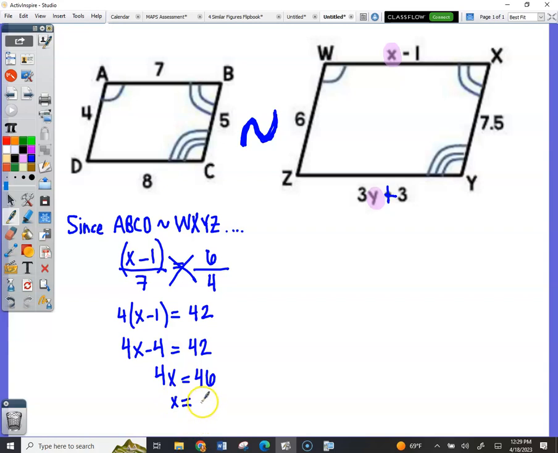14? No, it's a decimal. Maybe a decimal. It's going to be like 11. Oh, 11.5. I did that in my head. This times 11 would be 44.